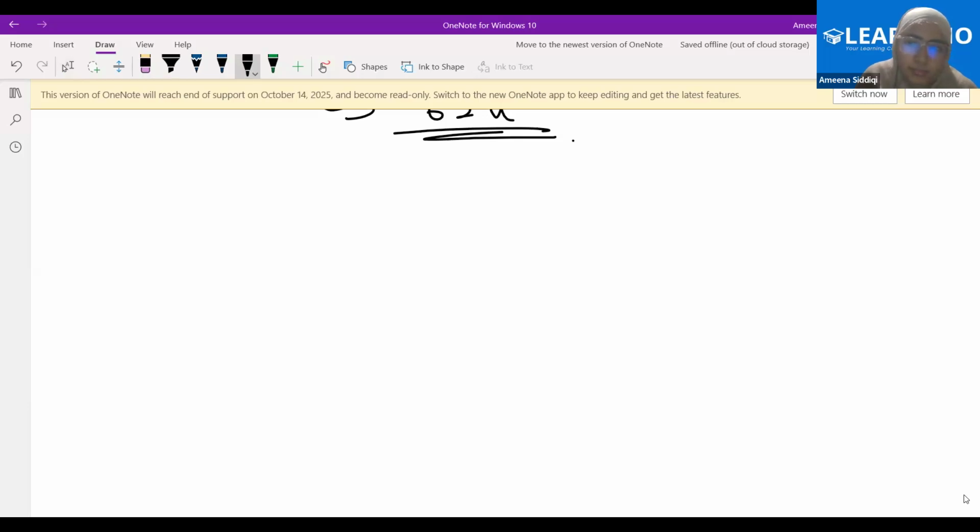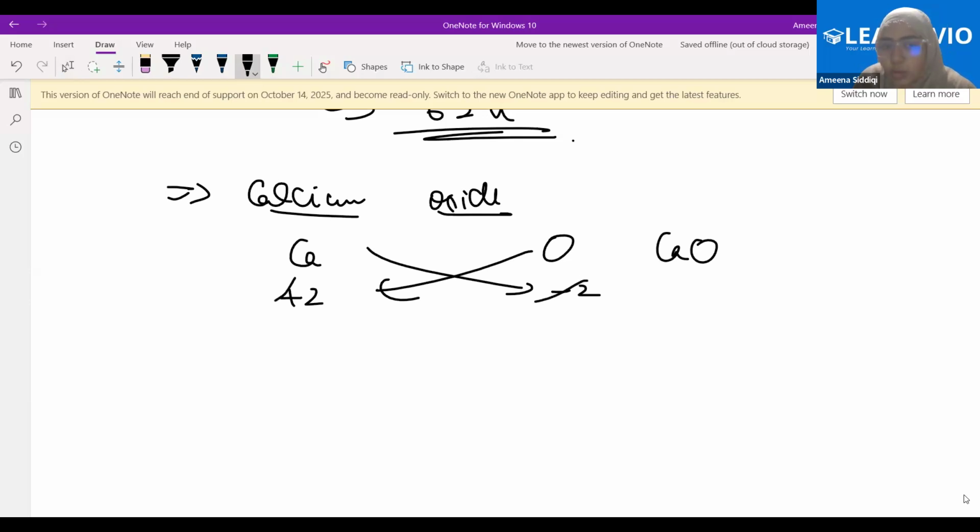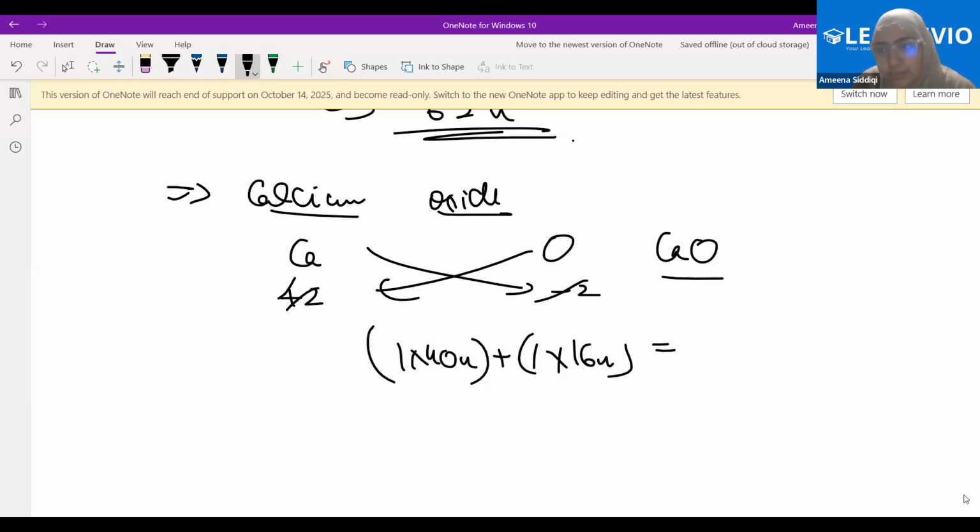Now, Mithun? It's 96. Let's see. What did I say? Calcium oxide. So I have to have calcium, I have to have oxygen, right? +2, -2. What do we get? We get CaO, because both of them cancel each other. Now 1 into 40U plus 1 into 16U. What do I get, bache? 56.